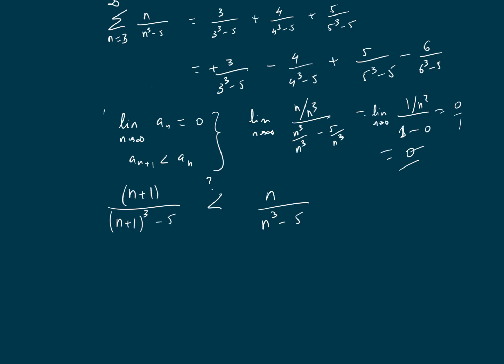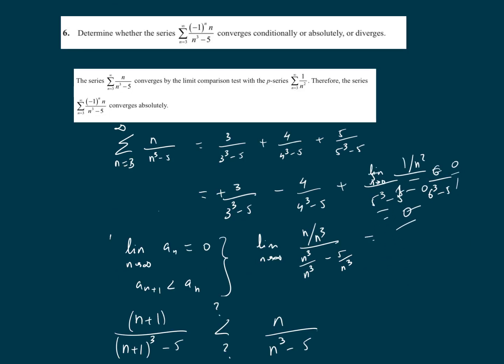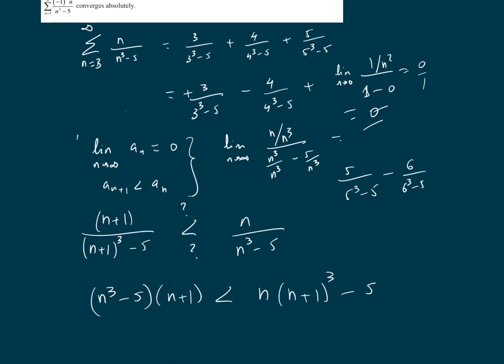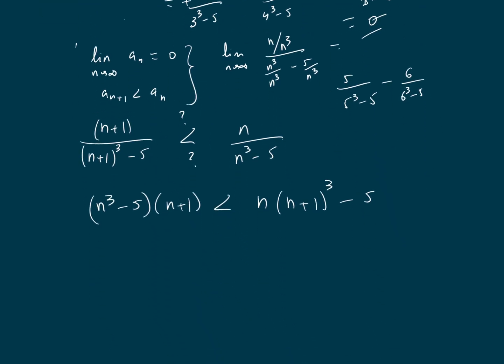If this is smaller, we don't know. If this is smaller, this thing has to happen: n cubed minus 5, multiplied by n plus 1, has to be smaller than n multiplied by (n plus 1) cubed minus 5. Okay, we can work here and we can write this like this. If you do a little bit of algebra, it's not very difficult, you will prove that this is true.